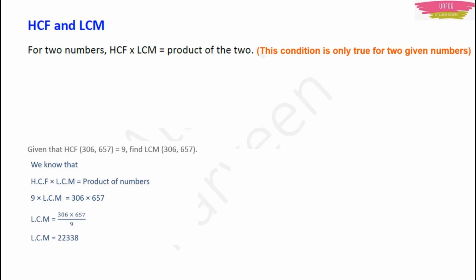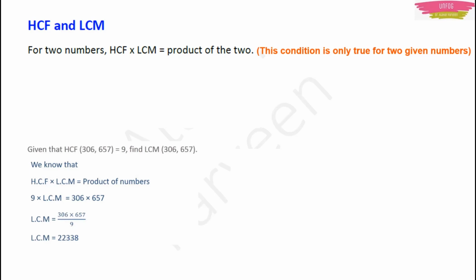Okay. This is actually a short trick to find the LCM. When you have HCF, you can find LCM. When you have LCM, you can find HCF. Or if you have both, you can find the product of the two numbers. Okay. This was all for whole numbers, right? Now we can do HCF and LCM for fractions also.